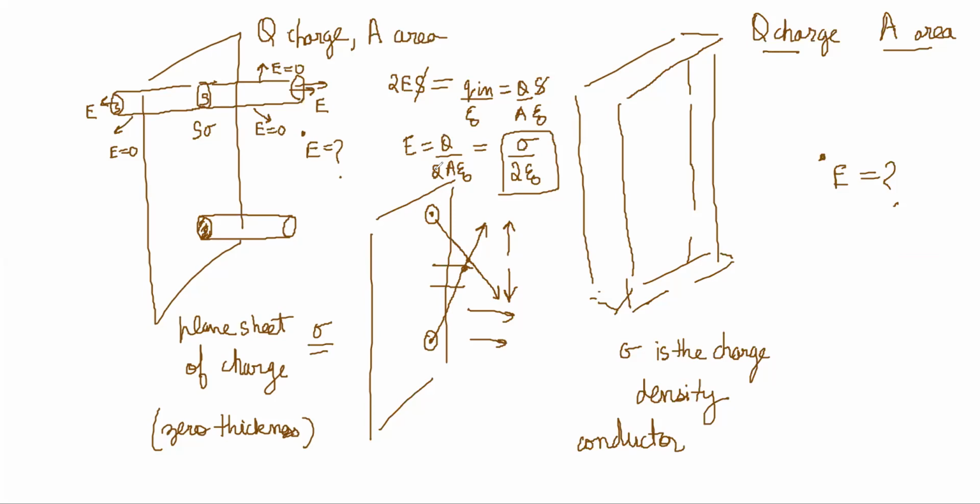Now, on the other hand, due to a conductor, it is going to be different. It is going to be sigma by E naught. So if your conductor has surface charge density sigma on this surface, then you can find the flux in a similar way, but this time you should take a cylinder which goes till inside the conductor and comes out.